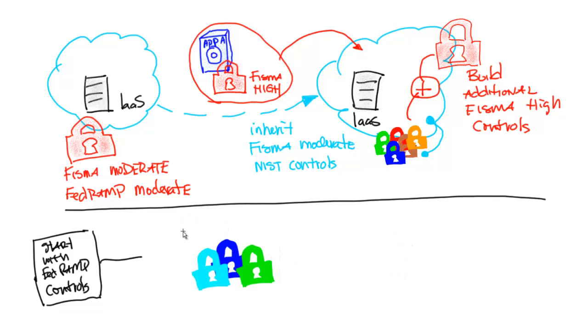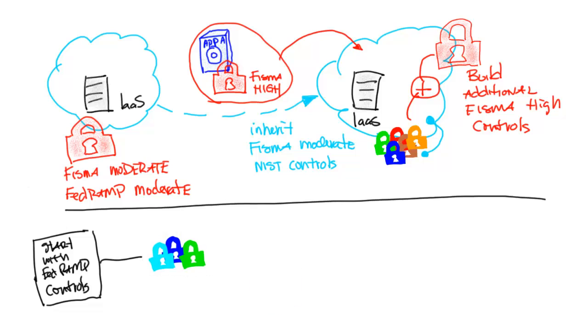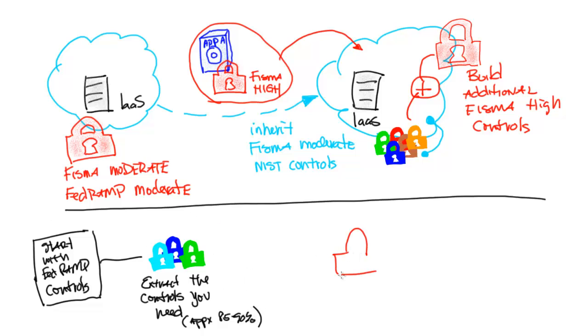So let's just start first with inheriting. So we're going to inherit the controls from our FISMA moderate or FedRAMP environment. So we're going to inherit those. And remember that this is going to represent 80 to 95% of your environment, of your controls that you're going to need to write. Then we're going to sit and write some additional controls.